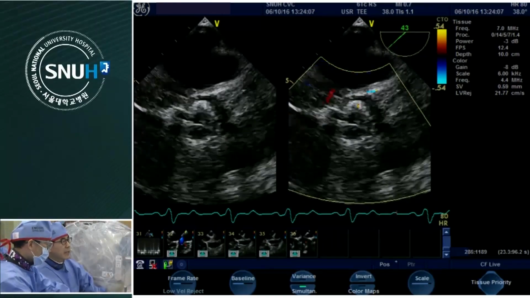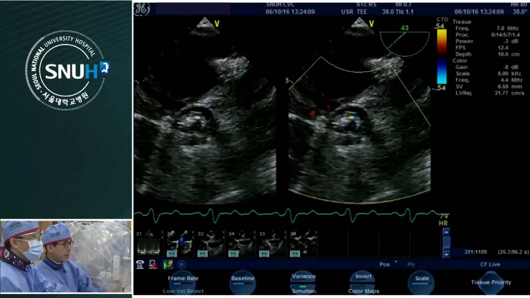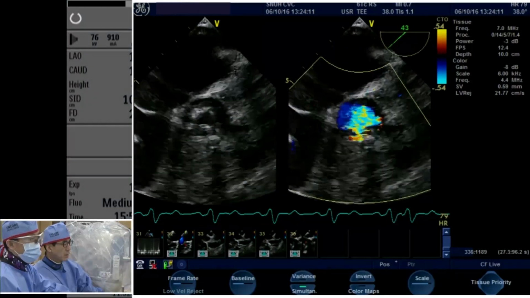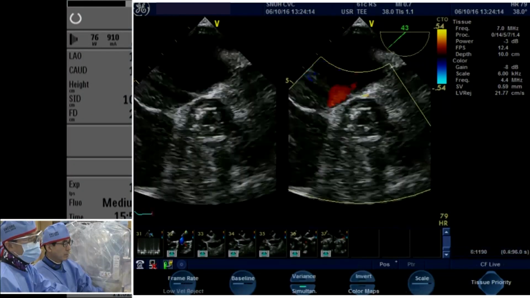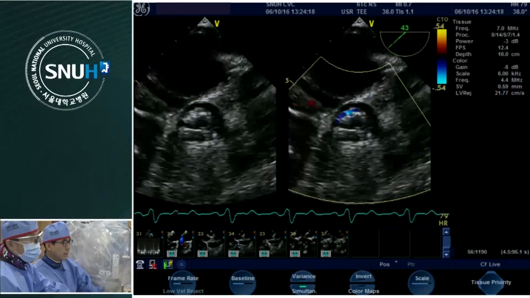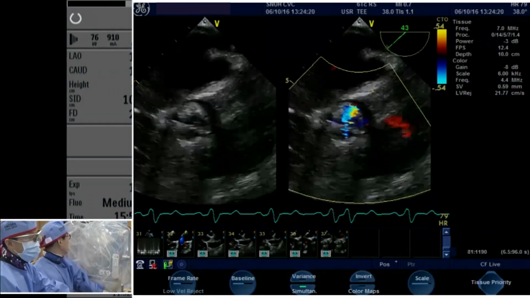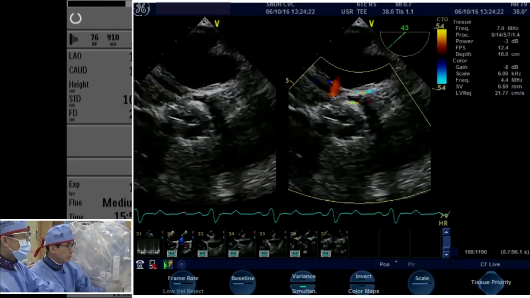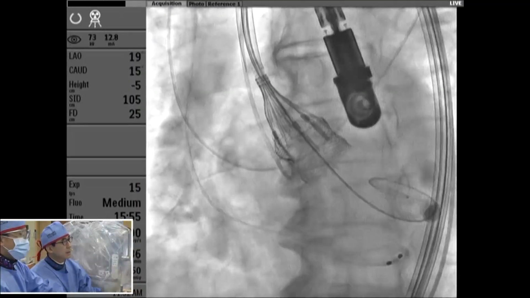Okay, angio once again. Switch to angio. In a previous angiogram, the main coronary flow was definitely visible above the LOTUS valve.